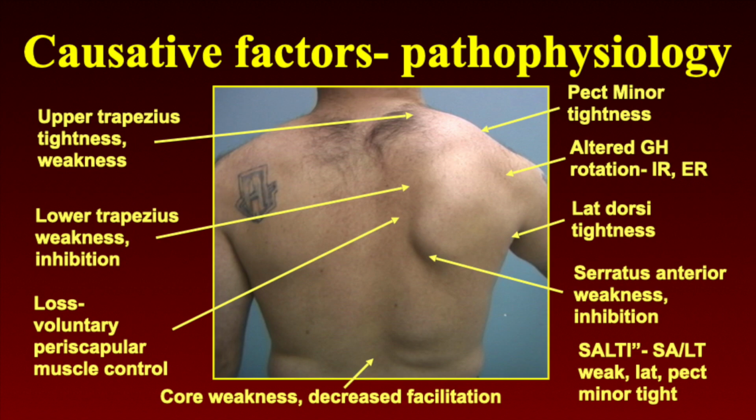The causative factors in what's called physiology, muscle activation, muscle stiffness, tightness, inhibition, there's a bunch of them that are very, very common. Upper trapezius tightness and weakness, lower trapezius weakness, loss of voluntary control, core weakness, very, very common. Once again, pec minor tightness, altered glenohumeral rotation, latissimus dorsi tightness, serratus anterior weakness or inhibition. Very interesting, something we call SALTI, S-A-L-T-I, is actually a very common coupling of several of these deficits. It's serratus anterior and low trap weakness and inhibition, and lat, pectoralis minor, and upper trap tightness.